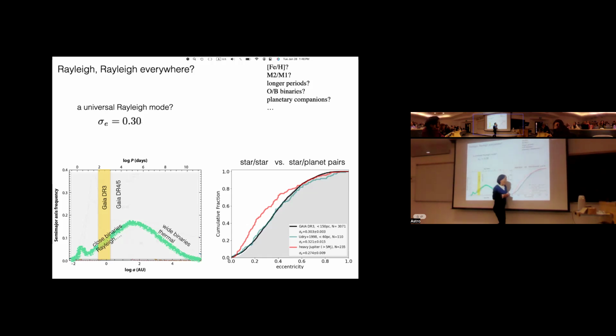We don't yet know. I thought it was also amusing to plot, since I'm a planet person, the planet distribution. This is the eccentricity distribution of massive Jupiters. If you do a Rayleigh fit, it also gives you roughly 0.3. So maybe planets also know about something, just like stars do.